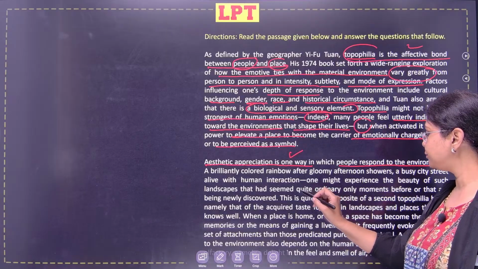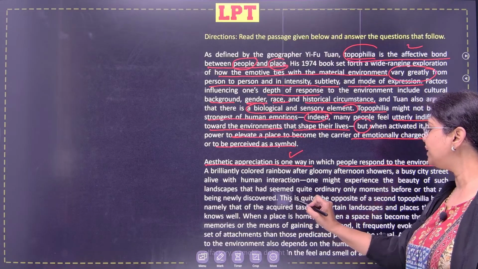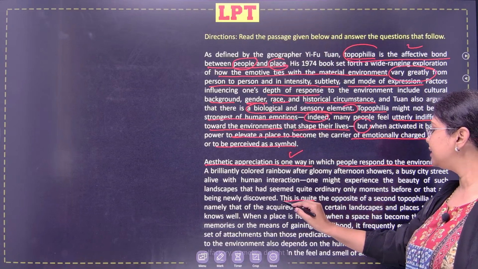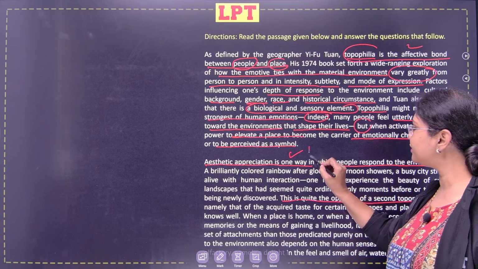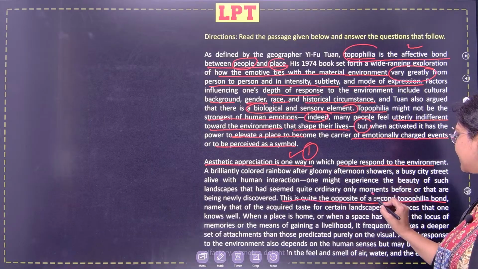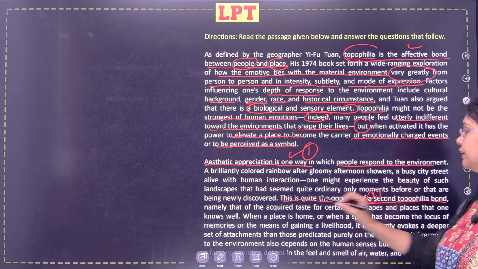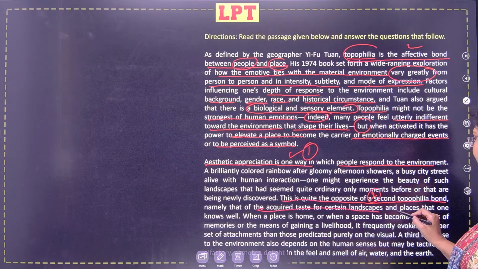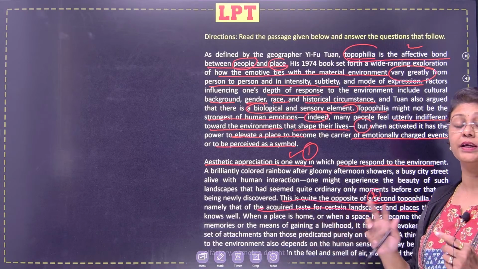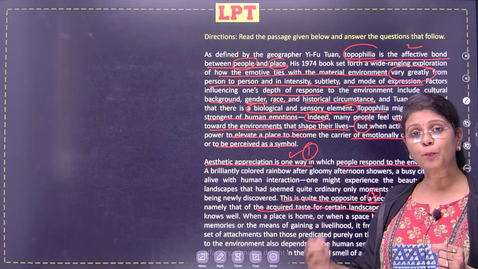Then it says, this is quite the opposite of a second topophilia bond. So here was the first one. Now it is mentioning the second bond. It says, namely that of the acquired taste for certain landscapes and places that one knows well. So here is a second bond of topophilia coming up.